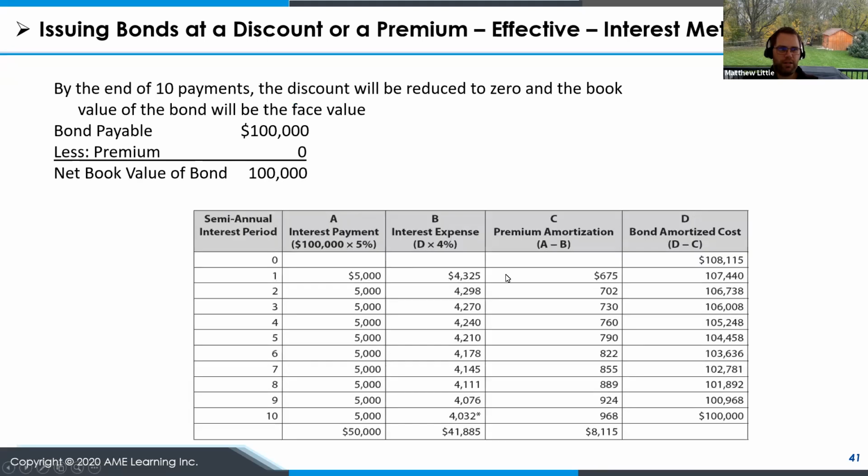So presenting this as a table, doing the calculations every 6 months. Okay, we showed the interest payment of $5,000 per cycle. Our interest expense is calculated, and it declines over time because the net book value of our bond is slowly reducing as the premium is amortized. Therefore, our interest expense decreases and our premium amortization increases in a premium situation. And again, our bond is worth $100,000 at the end.